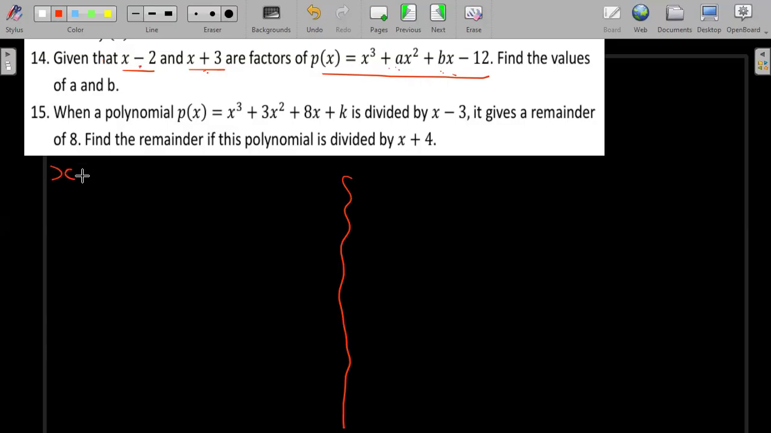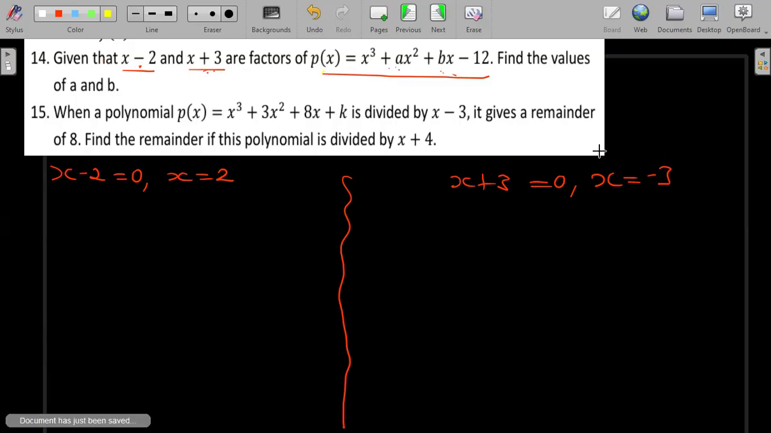We equate x minus 2 to 0, which means x will be equal to 2. Here, we equate this one to 0, which means x will be equal to minus 3. Now let's find p of these. Since they've said these are factors, p of 2 is equal to 0, and p of minus 3 should also be equal to 0.